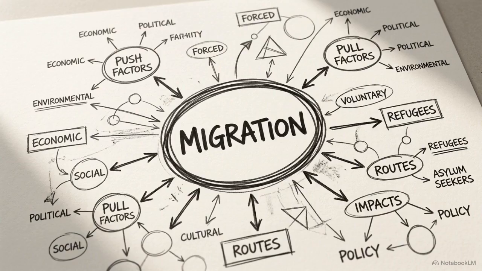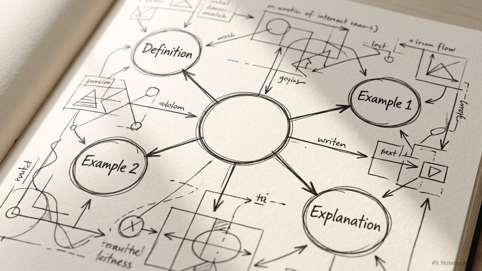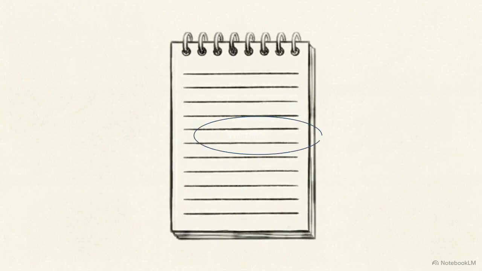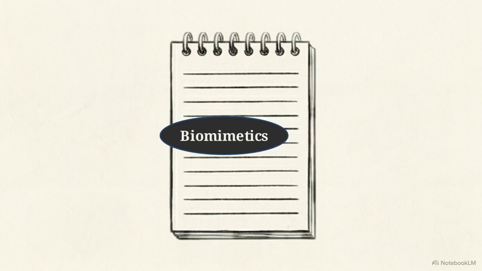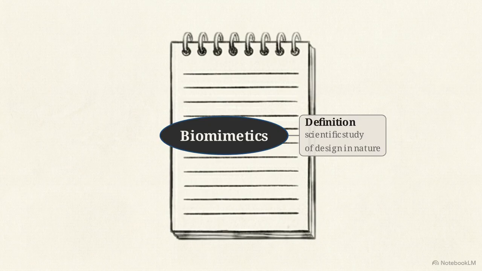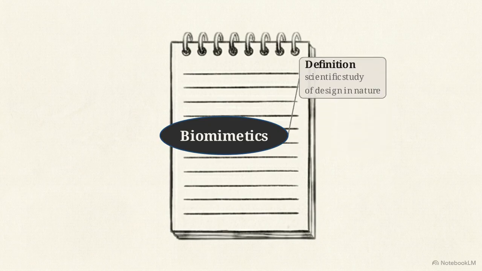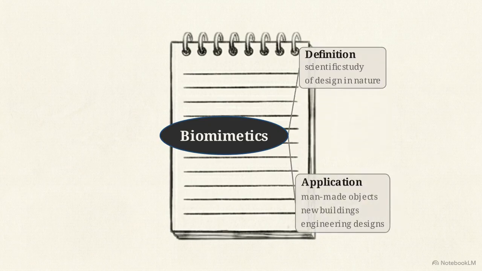That brings us to the mind map. Here, you place a core concept directly in the center of the page and draw branching lines outward to connect definitions, explanations, and specific examples. In this diagram, we map the concept of biomimetics. We start with the central node. As the lecturer explains, we expand the branches to show the hierarchy, mapping the idea to its definition, the scientific study of design in nature, and its application in man-made objects.